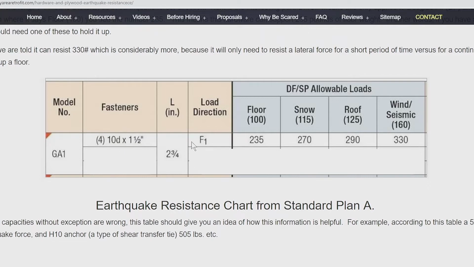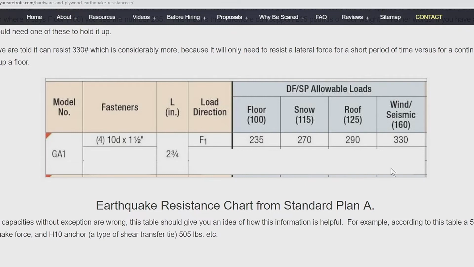And then here it's called the load direction. That means a direction that resists lateral forces. That's what an earthquake is. So this is the floor load right here. What that means is if there's a person who weighs 235 pounds and they're standing on top of the GA1 hardware, the hardware will be just fine. If there's someone who's 400 pounds, it'll start to bend and start to fail.